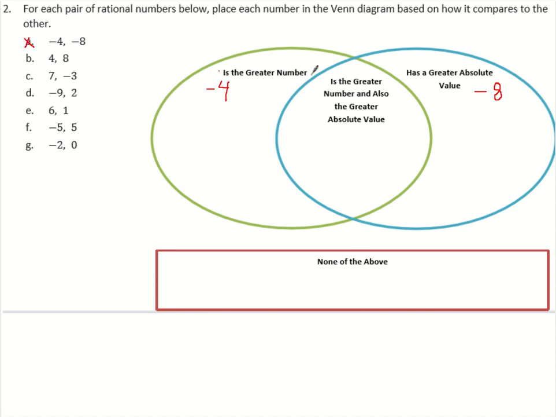So that's A done, and we can move on to part B with our next two numbers, 4 and 8. Looking at 4 and 8, I ask myself, well, which one of these two is the greater number? 4 or 8? Okay, 8. Out of those two numbers, 8 is my greater number. So 8 is going to have to go in this green circle, but does it go in the in-between part? Which number has the greater absolute value? 4 or 8? Well, absolute value of 4 is 4. Absolute value of 8 is 8. 8's greater than 4 still, so 8's going to go in this middle part. If I get a number that goes in this middle part, the other number is going to have to go into none of the above, because it's not the greater number, and it doesn't have the greater absolute value, so it's none of the above.